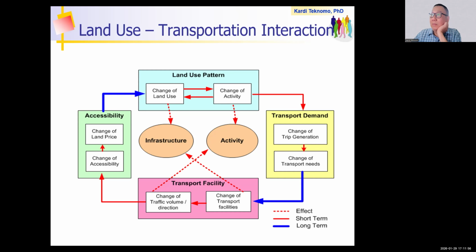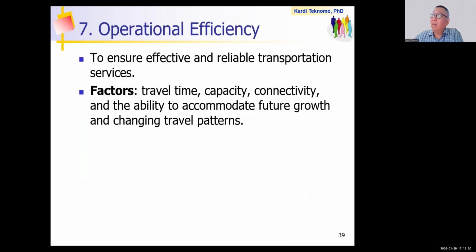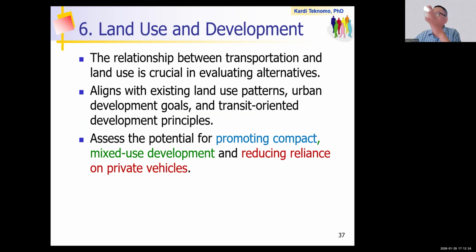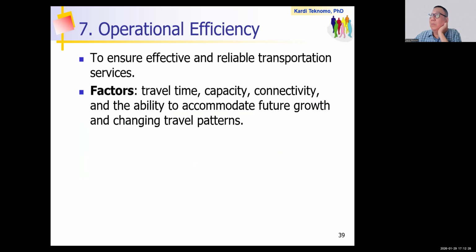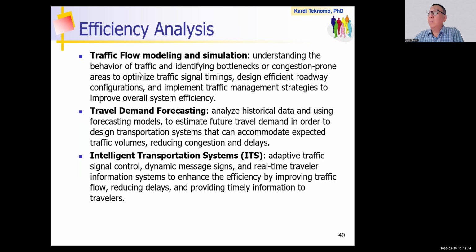So there are many models based on this pattern. You can check on Google, for example, the Lowry model, which is very common for land use transportation interaction. Aside from land use and development, we also want to improve efficiency in terms of transportation service. These are the factors that we usually use. And there are many methods and analyses that we can use for improving the efficiency as well.